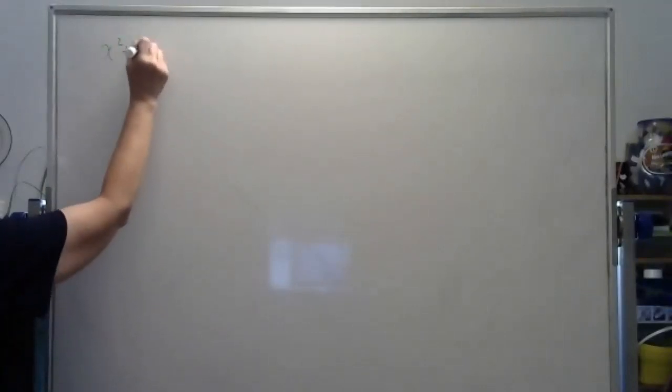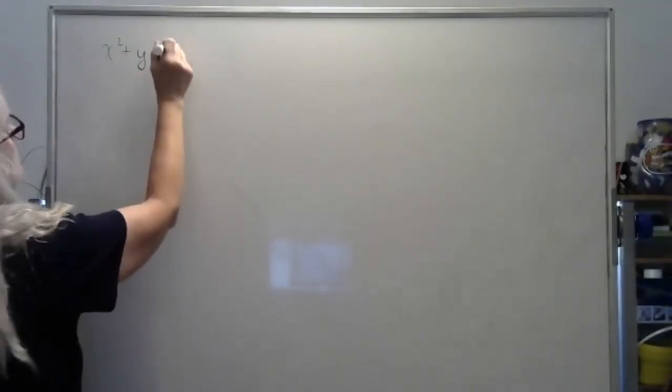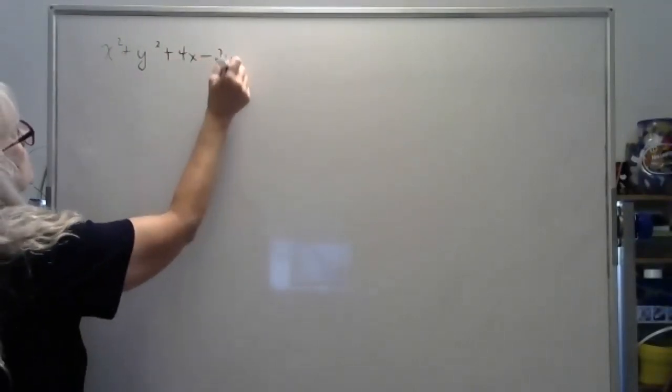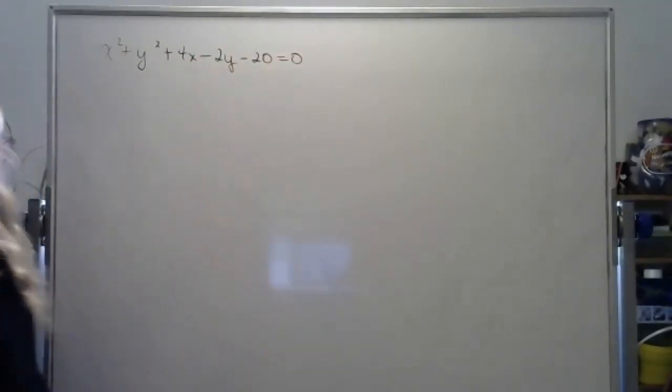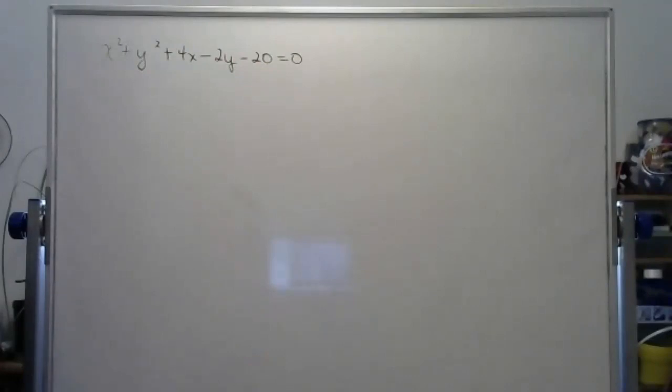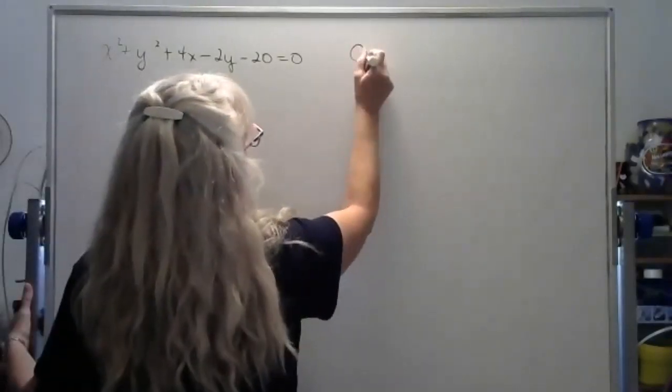Okay, let's come in and graph x squared plus y squared plus 4x minus 2y minus 20 is equal to 0. What is it? Do you recognize it? Circle. Yep. It's the only one that's not in function notation. You'll notice that. So this is definitely a circle.